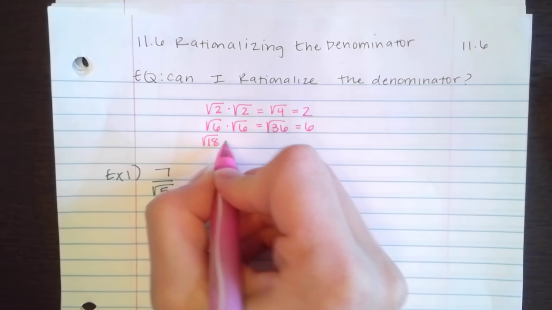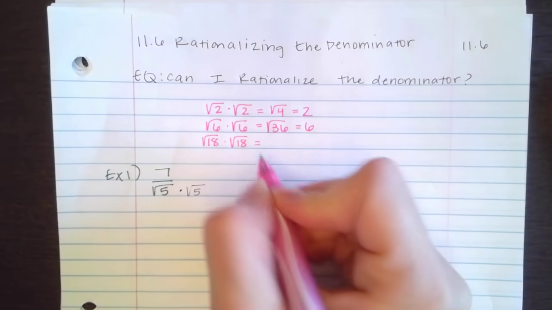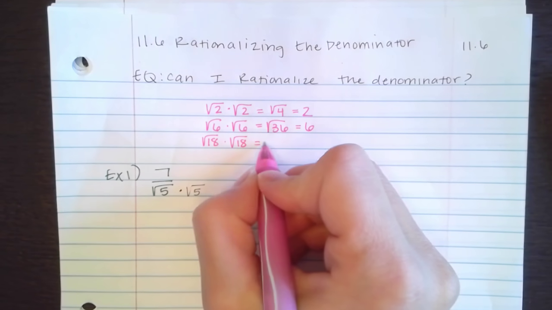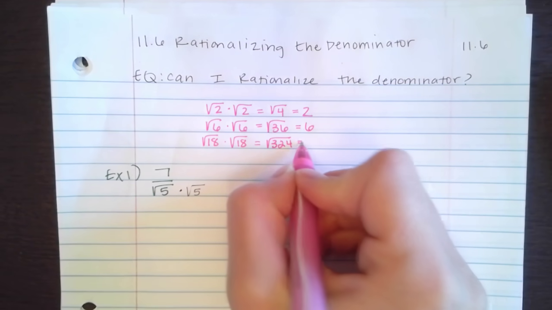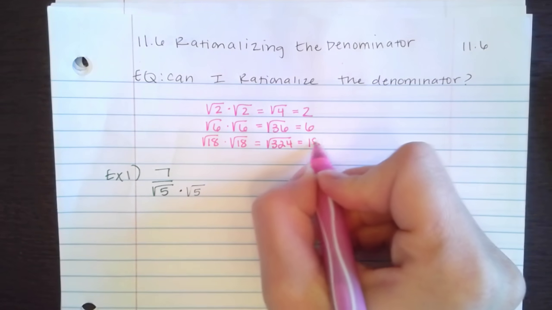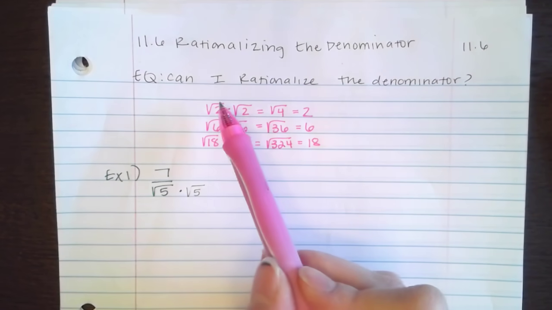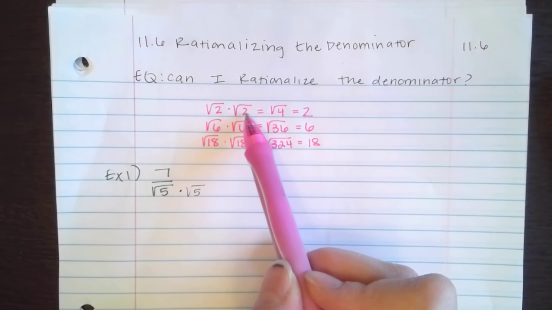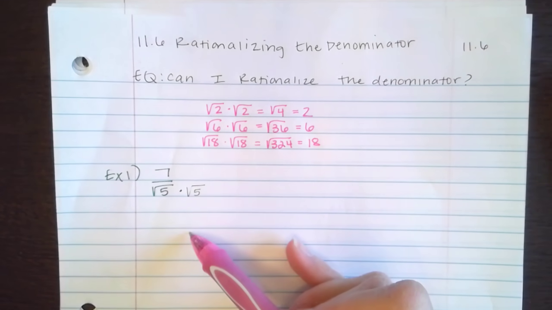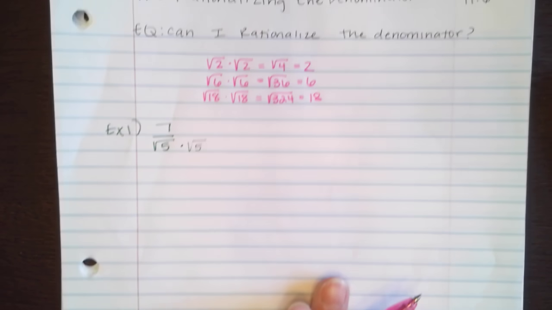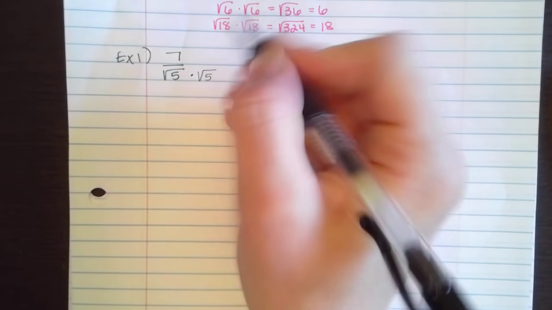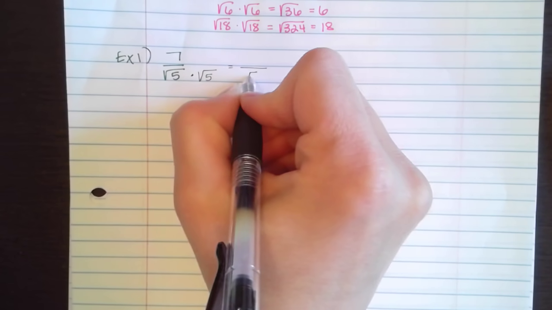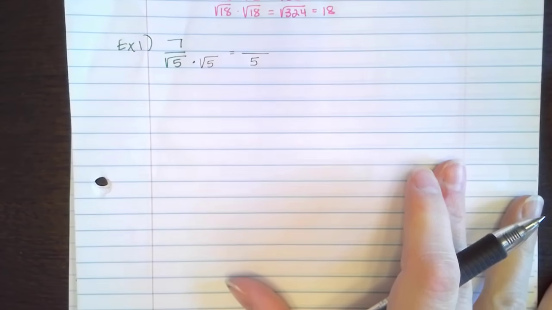The square root of 18 multiplied by the square root of 18 is equal to 324. And what's the square root of 324? It's 18. So you'll start to see this pattern: if I start with the square root of 2, I can just multiply by the square root of 2 and I get 2. So that's why we're going to come back down here and multiply the denominator by the square root of 5, because that will give me a new denominator of 5, as we just saw up here.